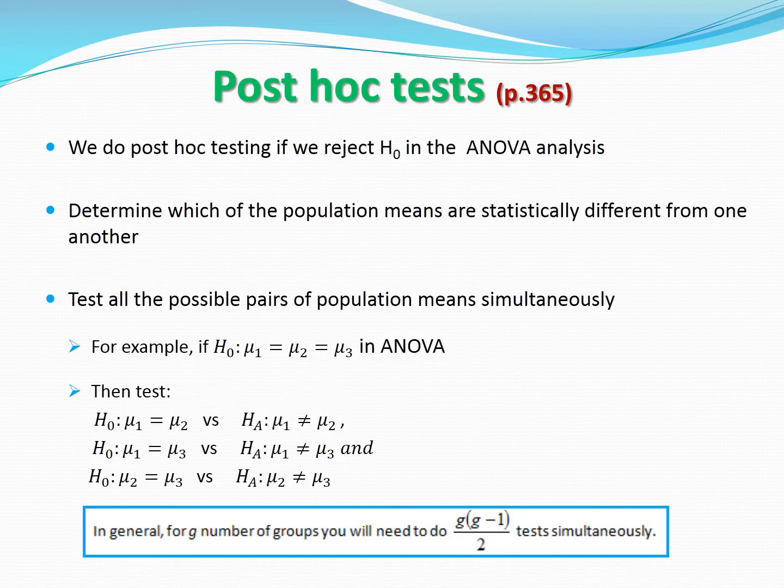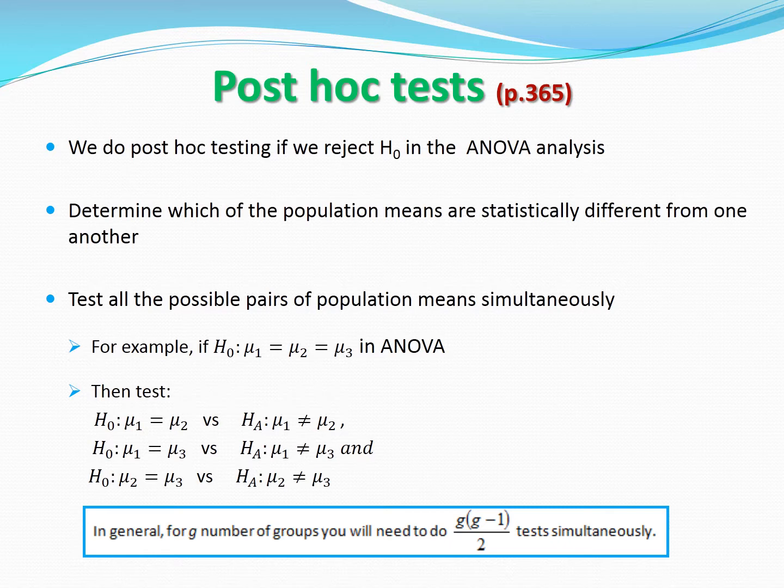When we conducted an ANOVA analysis, we stated in the null hypothesis that the population means were equal to each other. So, for instance, if we have 3 population means, then this will be our statement for our null hypothesis in the ANOVA. But if we rejected that null hypothesis, then it means that there will be differences between the different population means. So that's when we conduct post hoc tests to see which population means will statistically be different from one another.